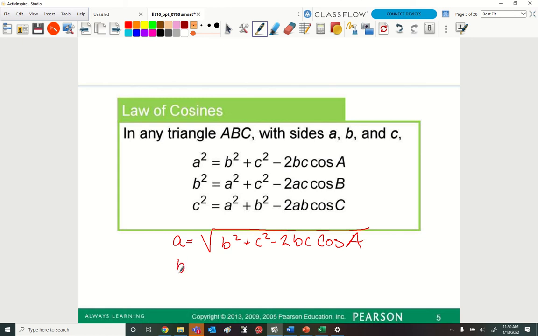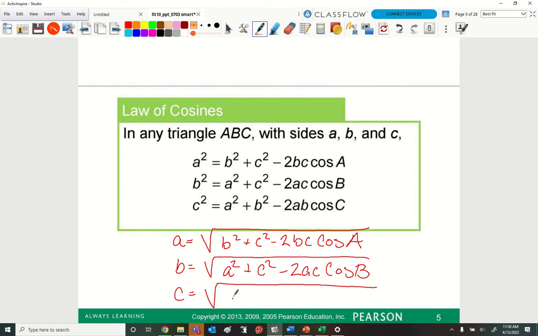Same thing for b. b is equal to the square root of a squared plus c squared minus 2ac cosine of big B. c is equal to the square root of a squared plus b squared minus 2ab cosine of big C. So if you need to copy this down, go ahead and pause it. I don't want to make an extra long video, so pause it and write down your formulas.